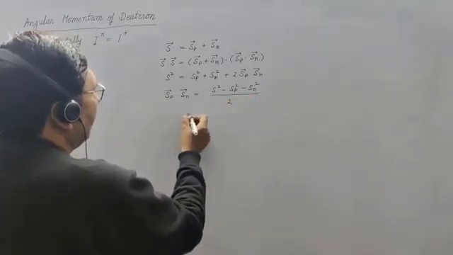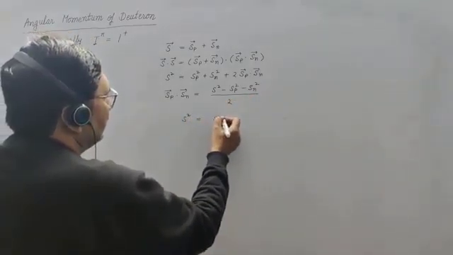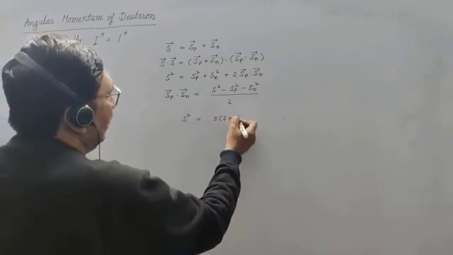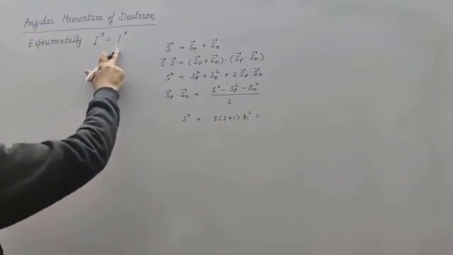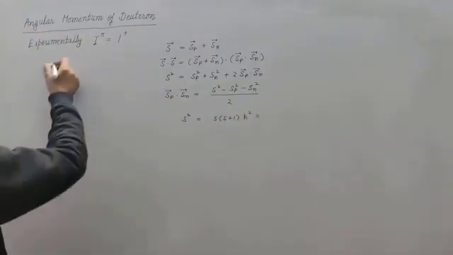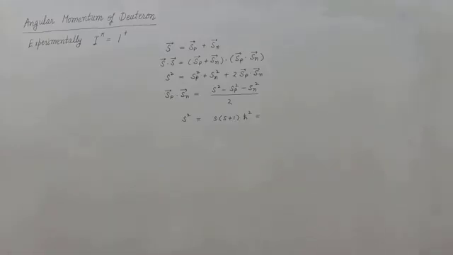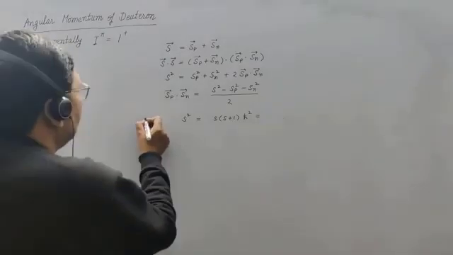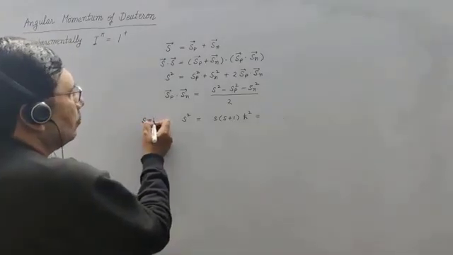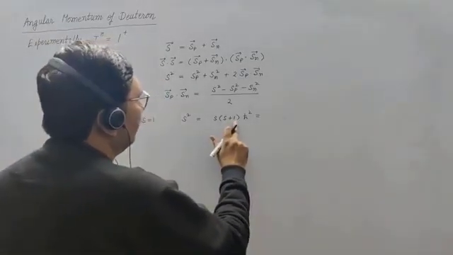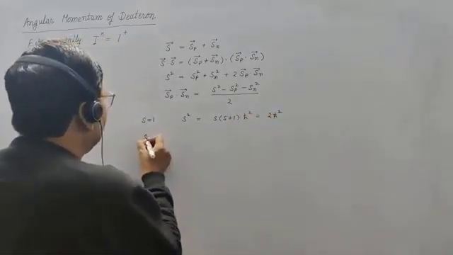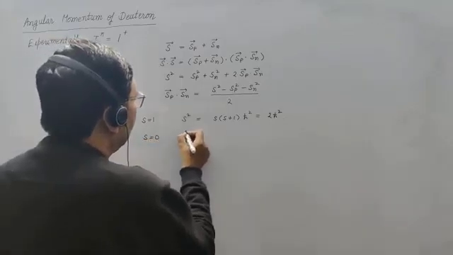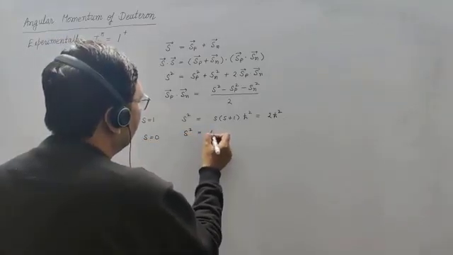Now what is S square? It will be S(S+1)ħ². What is the value of S for the deuteron? S is equal to 1. We are considering the S = 1 state. So for the S = 1 state, this will be 1 plus 1, which is 2ħ². For the S = 0 state, S square will be 0.